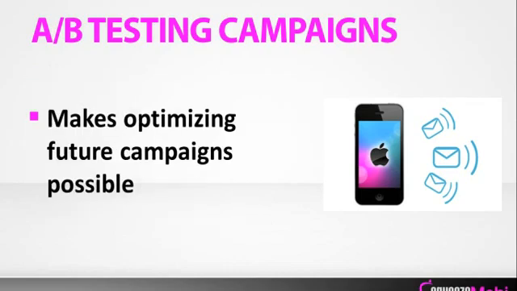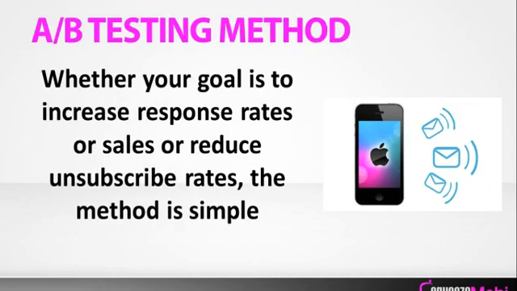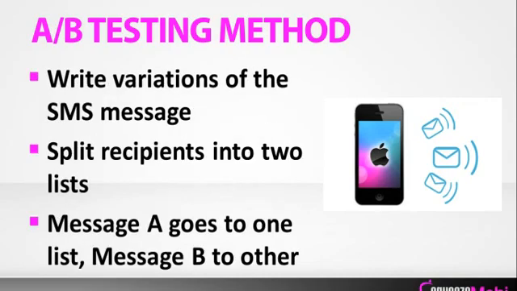So split testing makes optimizing future campaigns possible. Whether your goal is to increase response rates, sales, or reduce the unsubscribe rates, A/B testing is very simple. What you need to do is just write variations of the SMS message. So you'll have variation A, and then you'll have variation B.